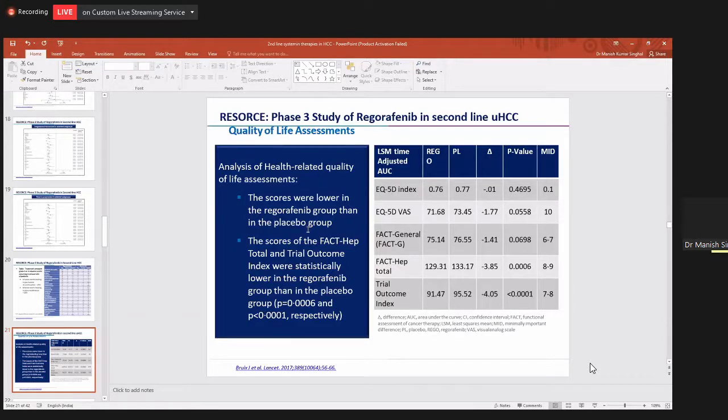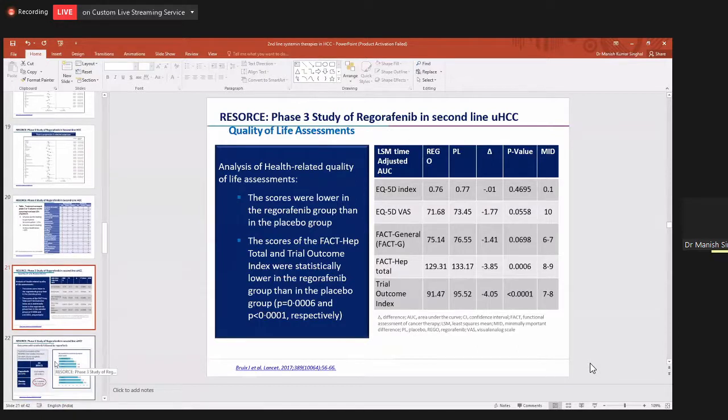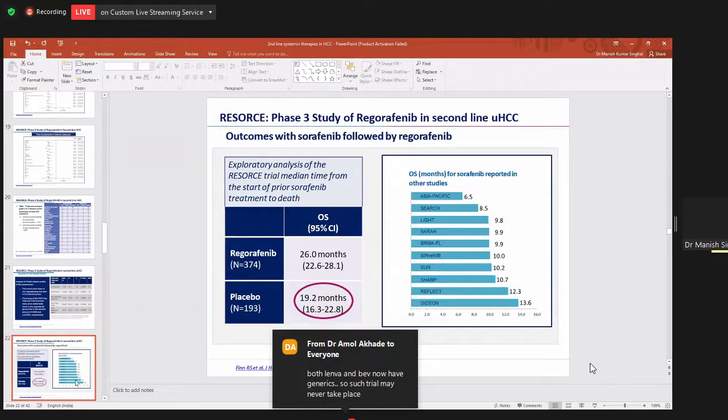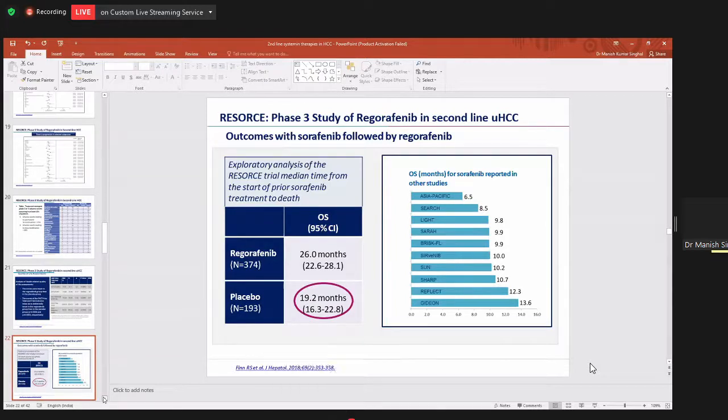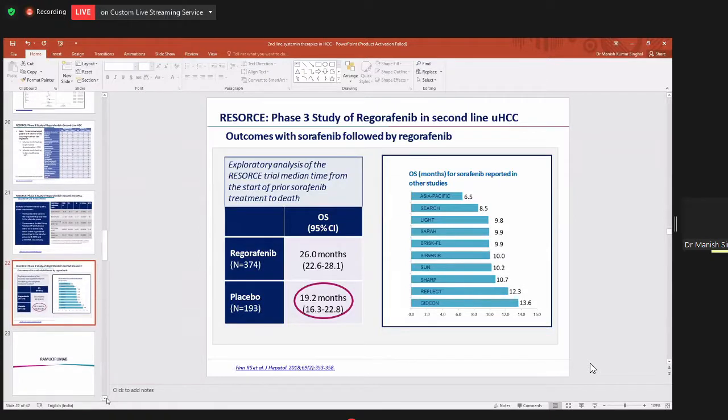And we know that regorafenib is not an easy drug to tolerate. Mostly patients have to go down on their doses to 120 or maybe 80 milligram per day instead of 160 milligram per day, 3 weeks on, 1 week off. Although the overall survival in the exploratory analysis was reaching almost 26 months, that was only in patients who had outcomes with sorafenib followed by regorafenib. So if you combine the two, the overall survival was reaching almost 26 months from the time of their diagnosis, not from the time when they started regorafenib.